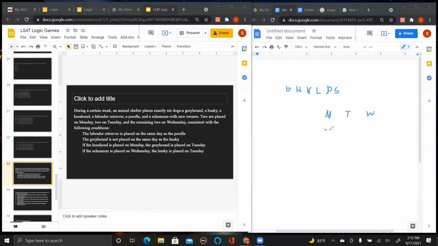And 2 for each, right? And this isn't like the first one where something can happen twice. Each dog is only placed once, right? So here are the rules. The Labrador Retriever is the same day as the poodle. Labrador together with the poodle.